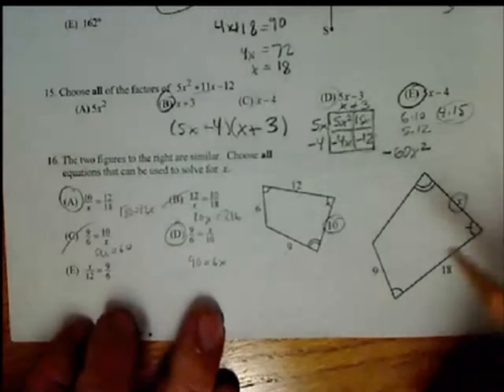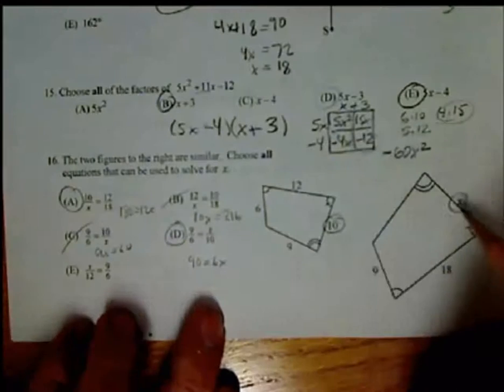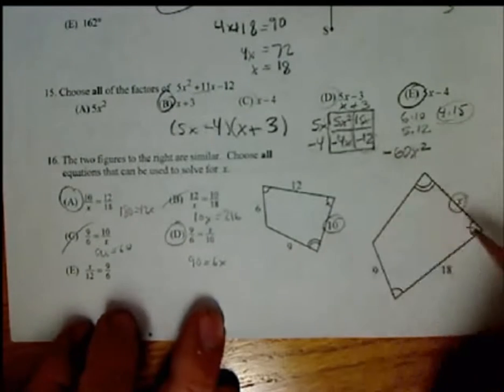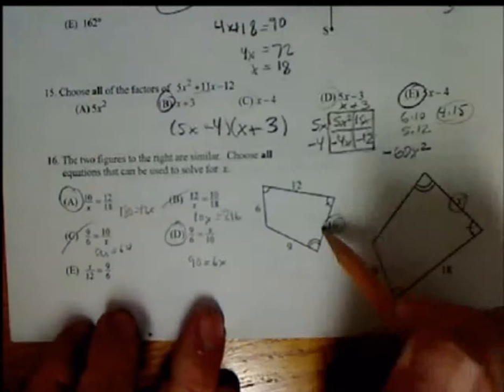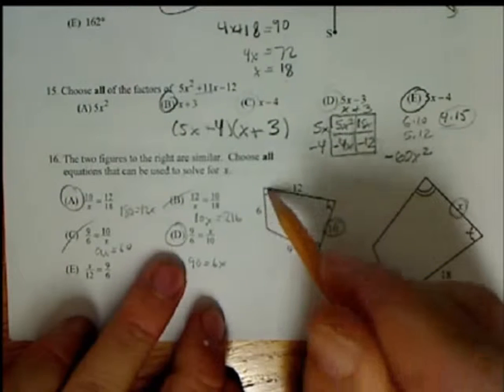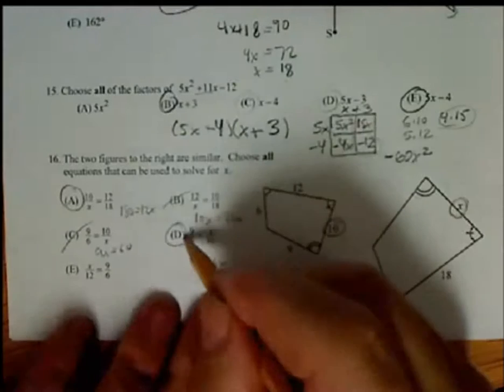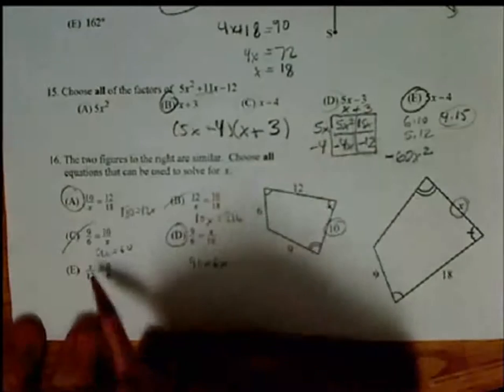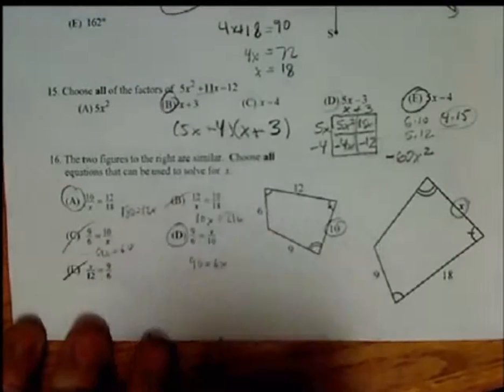Next one. I started with x over 10. Okay, those ones matched up. So I got to start with the big one to the small one. X is to 10 as 9 is to 6. Okay, look at the angles and the way they're marked. Those ones matched. Now the last one, x does not match with 12. I can cross him off.